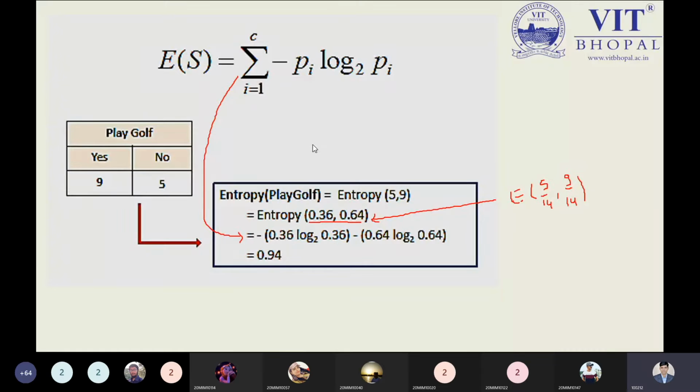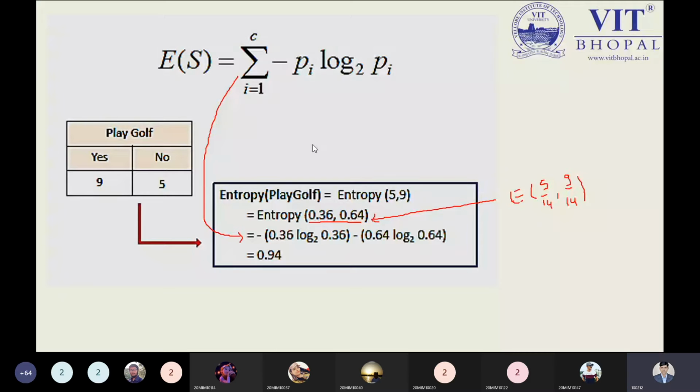Sir, in the previous statement you wrote 5, 9, but how does it come to 0.36 and 0.64? I did nothing special, based on the total values, I divided the values by 14. So what is the probability of yes? 9 by 14. What is the probability of no? 5 by 14. So I can use these values, and I'm getting 0.36 and 0.64.